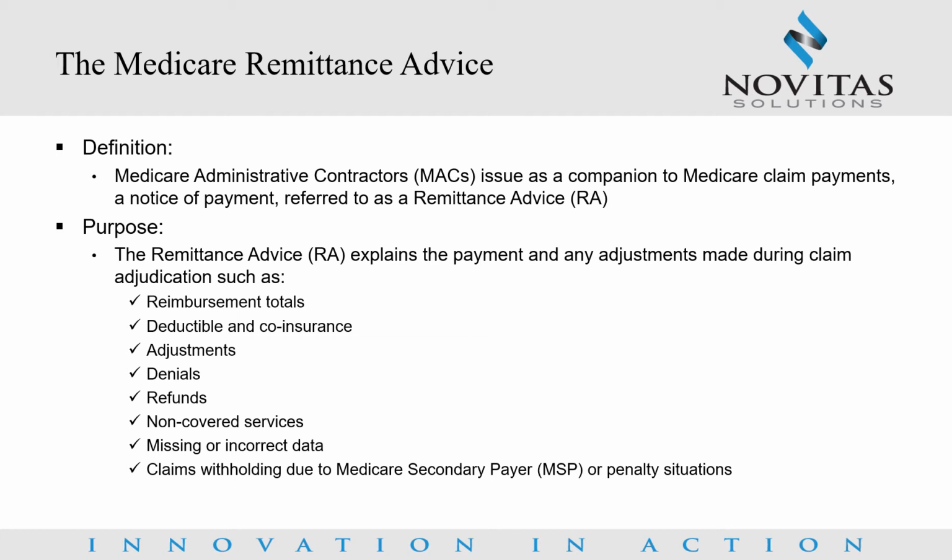The Remittance Advice provides itemized claim processing information, which includes, but is not limited to, reimbursement totals, deductible and coinsurance amounts, claim adjustments and denials, refund notifications, explanation of non-covered services, alerts for missing or incorrect data, or identification of claims withholding due to Medicare Secondary Payer, MSP, or penalty situations.